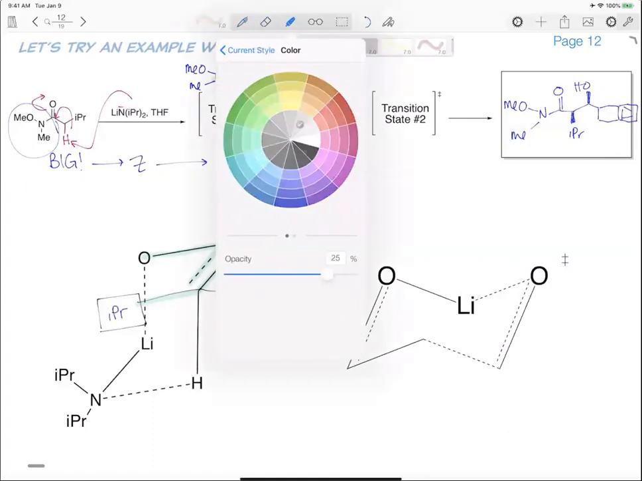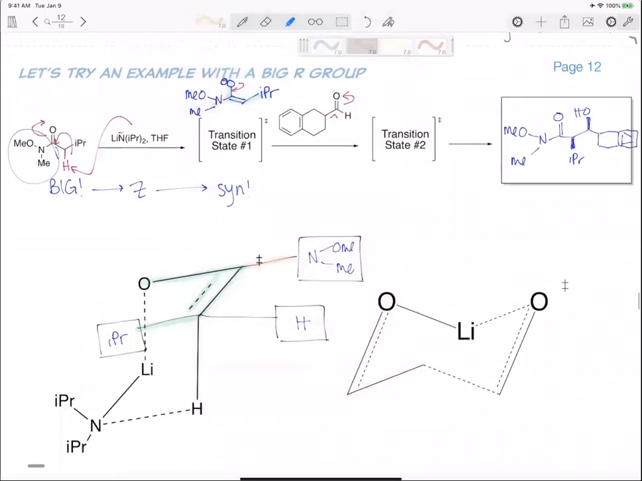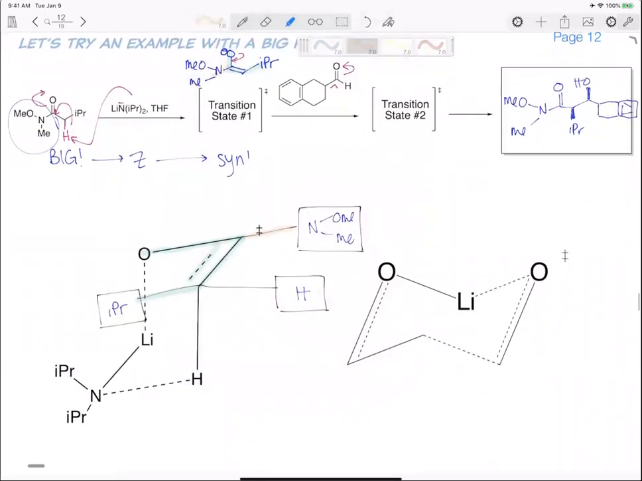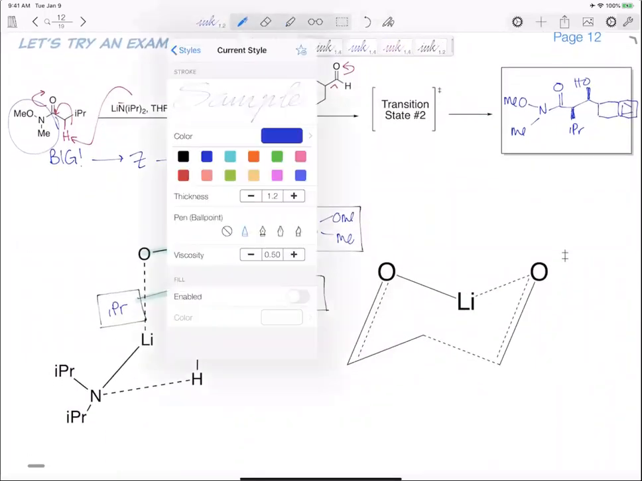Okay. Now, for the next transition state, what is on the left of the chair? What phase is that?